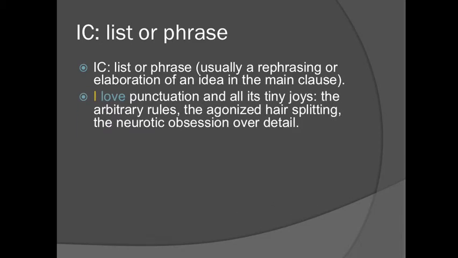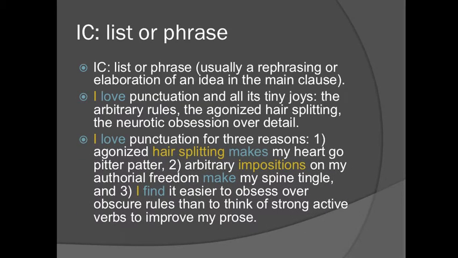Again, we've got the subject and verb. Notice before the colon, we have a complete sentence. So everything from "I love punctuation and all its tiny joys," that is a complete sentence. I can't have less than a complete sentence in front of the colon. But once I have that complete sentence, I have a colon, and here is a classic list after a colon. Notice how the list elaborates on the tiny joys mentioned in the independent clause.